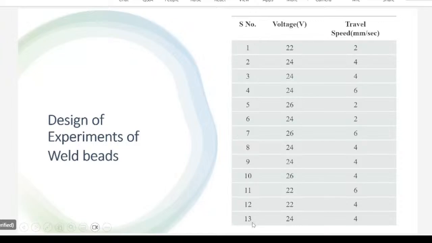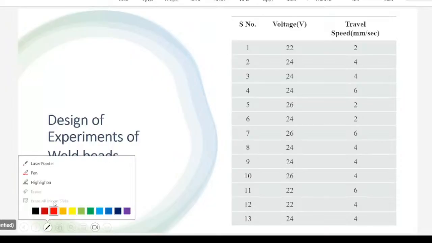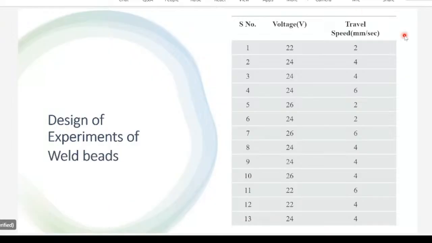With increasing input parameters, suppose you want to take three parameters. Suppose voltage you've taken, travel speed you've taken, and another parameter, suppose wire feed rate or gas flow rate, or other parameters you want to take. Suppose I'm taking a gas flow rate. So gas flow rate I can take 14 liters per minute, 16 liters per minute, and 18 liters per minute. So the difference between the two levels should be equal.